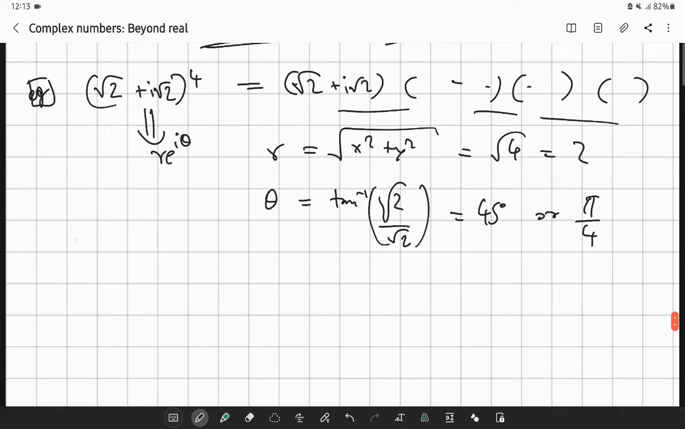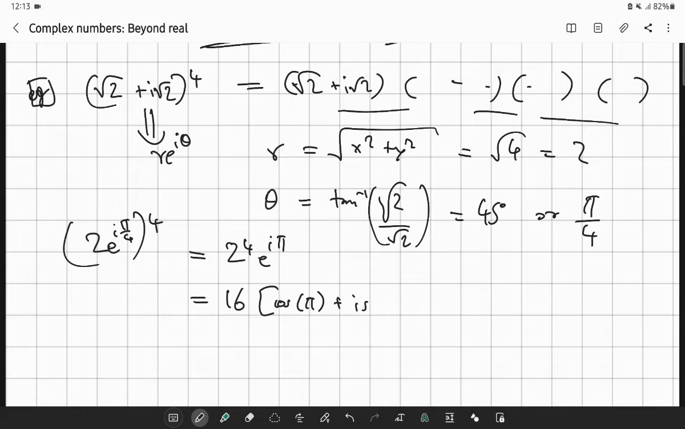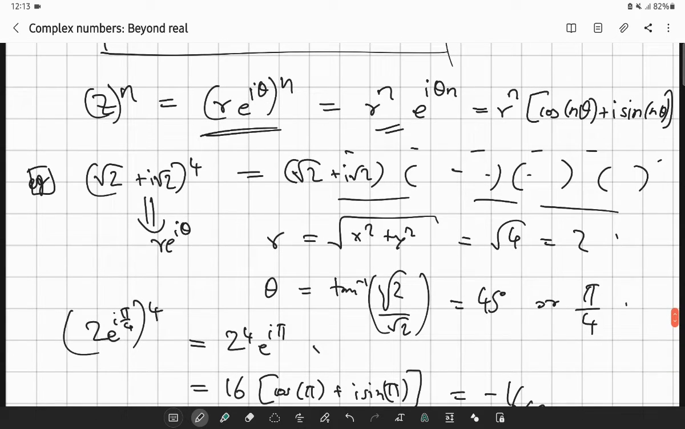So the number here is 2 e raised to i pi over 4, this whole thing raised to 4. And that, if you notice, is simply 2 raised to 4 e raised to i pi. And what does that give us? 2 raised to 4 is 16 times cosine pi plus i sine pi. Sine pi is 0, so I'll get minus 16. That's it. I just did 1, 2, 3 computations instead of doing all the steps.